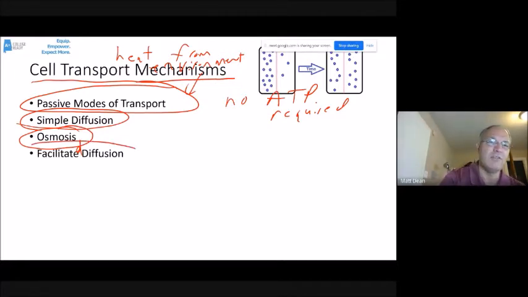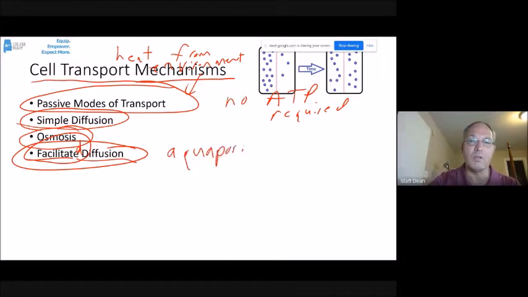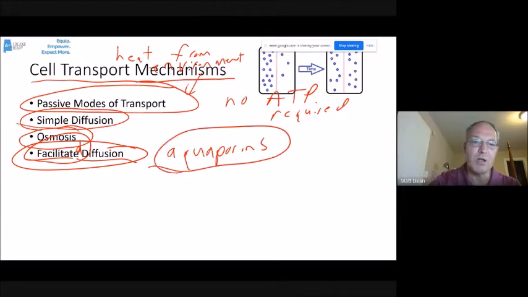And facilitated diffusion is the movement of things like ions and large molecules that have to occur through a protein. These things typically can't go through the phospholipids. There has to be another way in. So it's diffusion with help, which is what facilitated means. And that help is typically provided by some type of protein. For example, most water gets into the cell through little channel proteins called aquaporins. So most water moves into the cell by a process called facilitated diffusion.